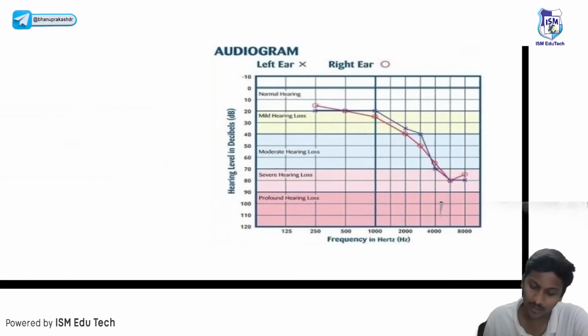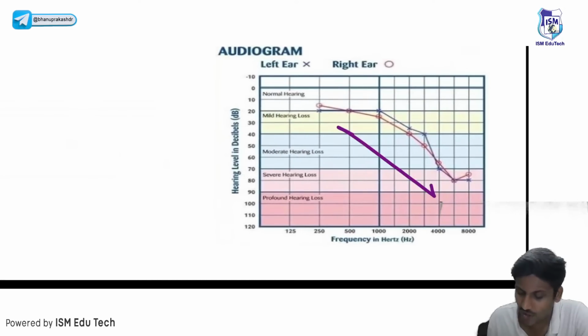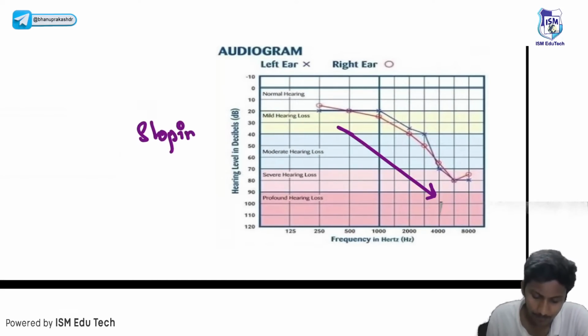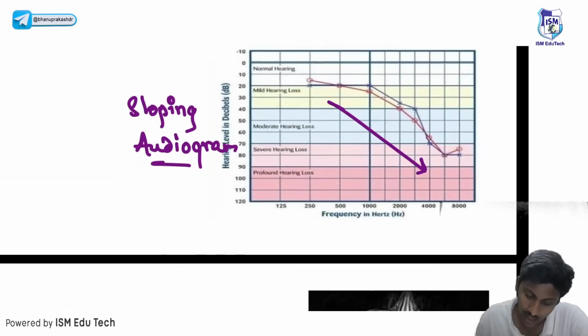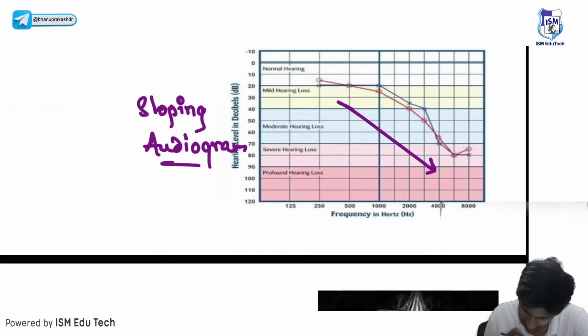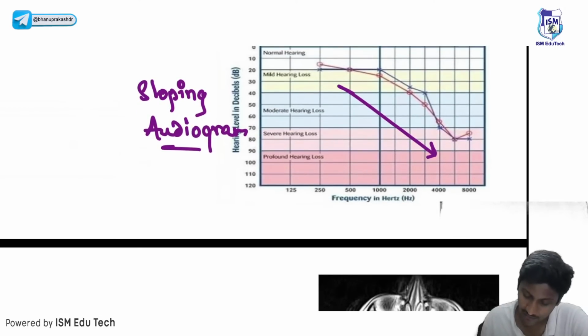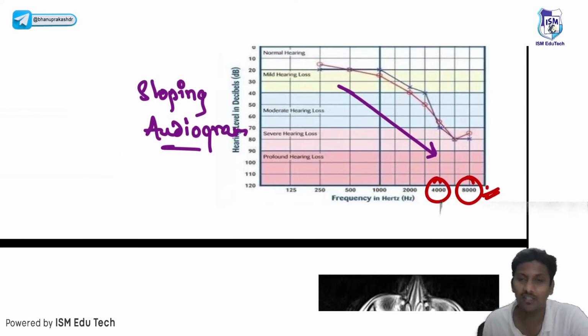Next one is this. What can you see over here? You can see the patient has a sloping audiogram. That means in the early stages of the disease, the patient is actually having high frequency hearing loss. As you can see, at higher frequencies, the patient has a hearing loss. So that's the important thing.